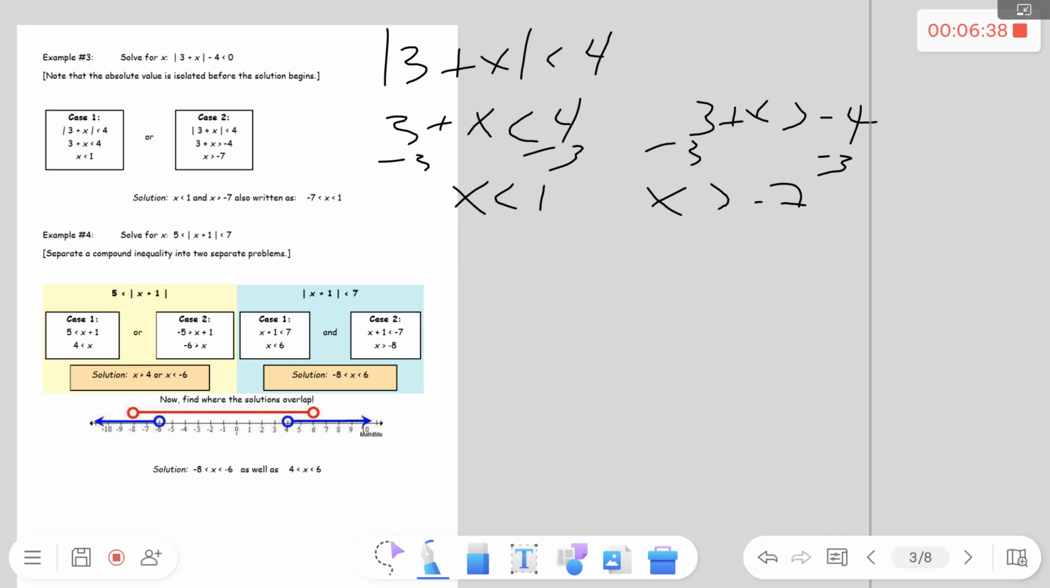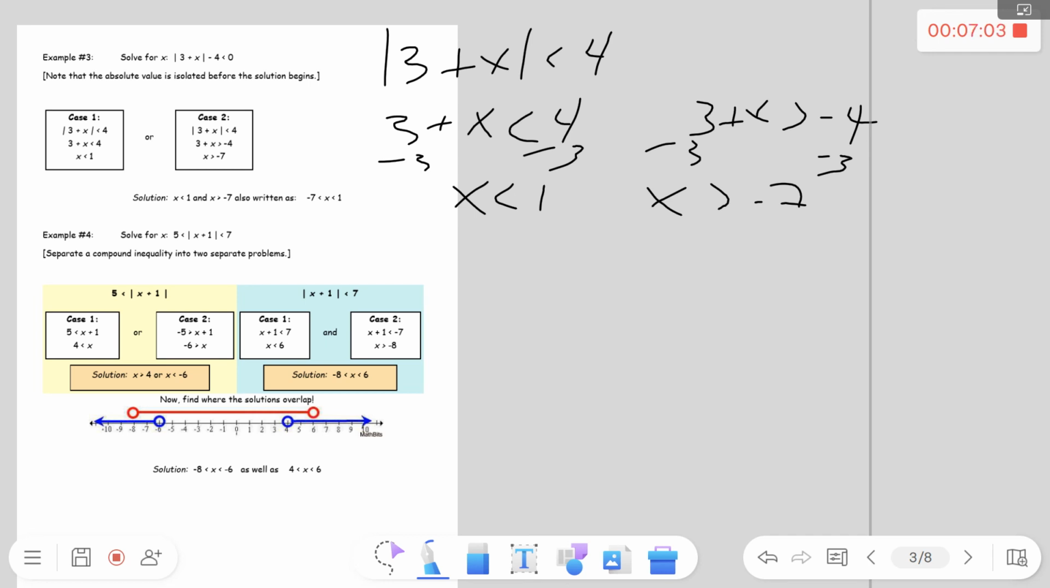You can treat this as if it's 2 separate inequality problems, where 5 is less than the absolute value of x plus 1, and the absolute value of x plus 1 is less than 7. You can treat them as 2 separate individual problems, and treating them as 2 separate individual problems might help some of us who are having a hard time doing all this at one time. 4 distinct cases must be checked. There are 2 separate problems.